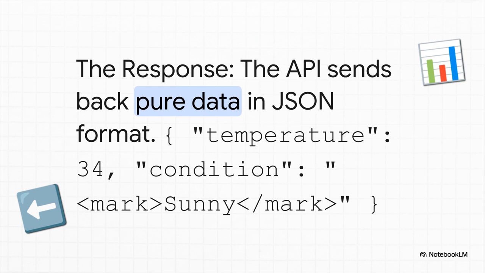And this is the food that comes back from the kitchen. It's not a fancy web page with ads and buttons. Nope. It's just the pure data, organized neatly in a format called JSON. You can see it has the key facts. Temperature is 34, condition is sunny. Your app takes this raw data and makes it look pretty for you.